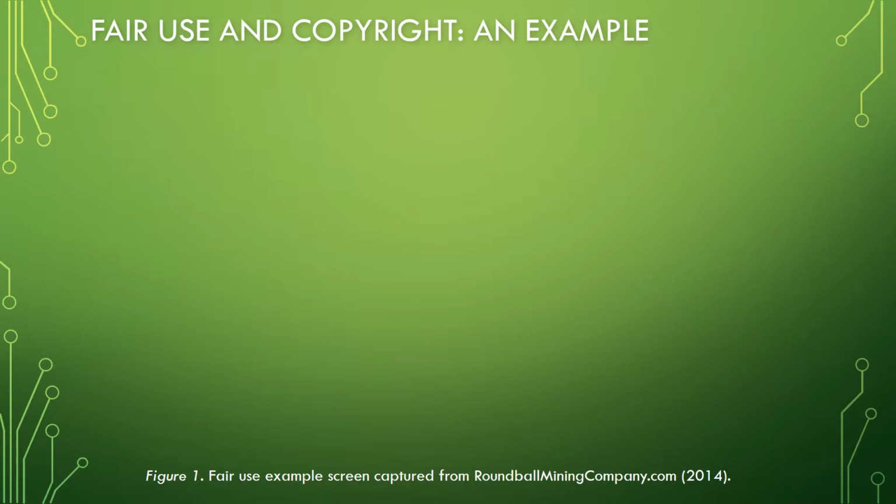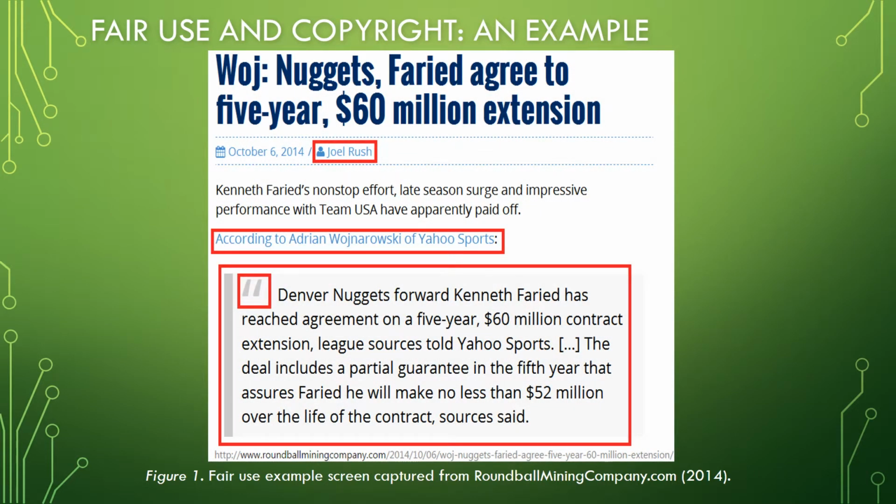So let's take a look at an example of fair use and copyright in action. I would like to actually use a blog post that I wrote a couple years ago. I was blogging for the Denver Nuggets basketball team blog called Roundball Mining Company. This is an example of a blog post that I wrote with a news article at the center of the topic. And you can see my name is there as the author, Joel Resch.